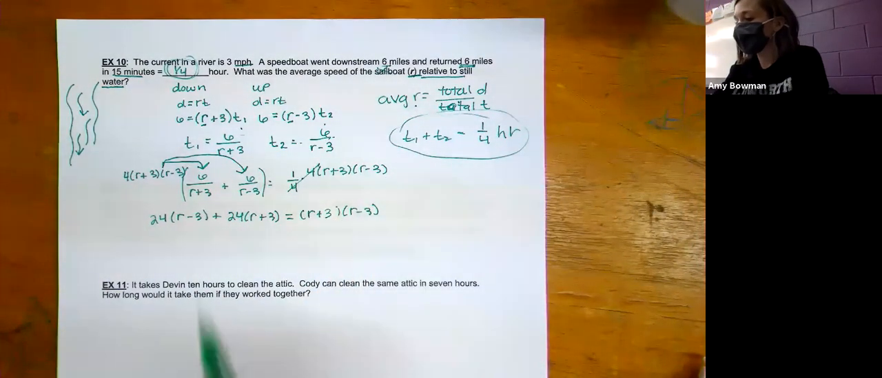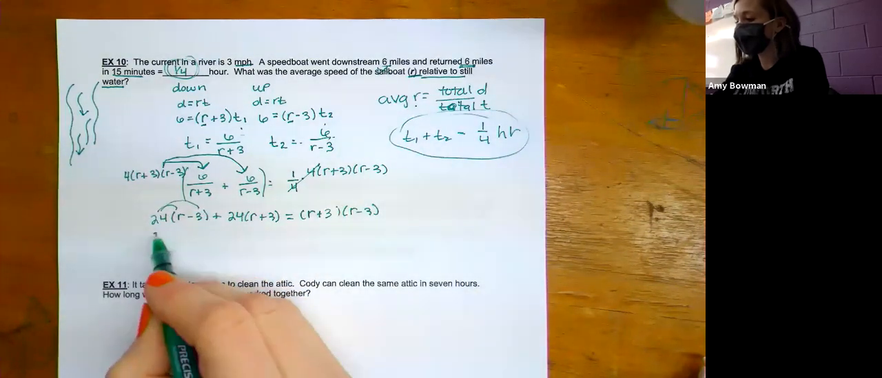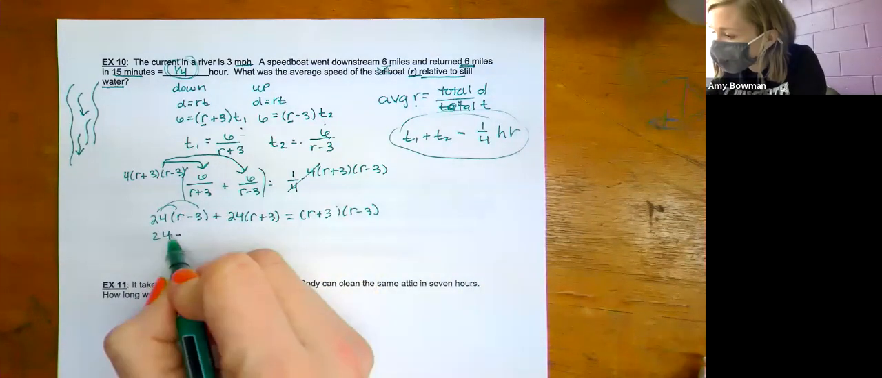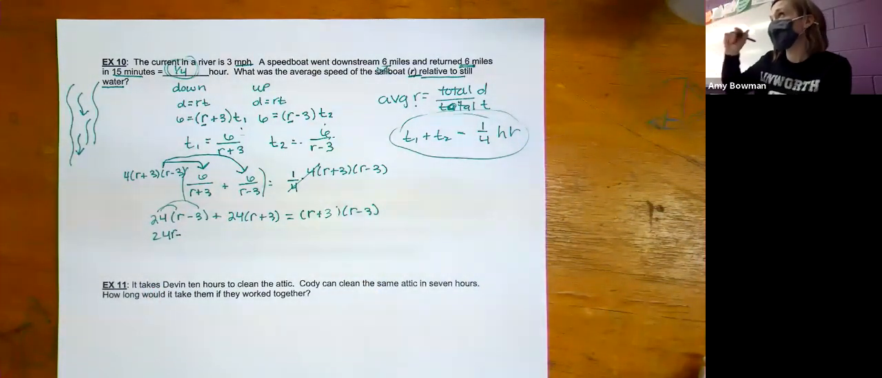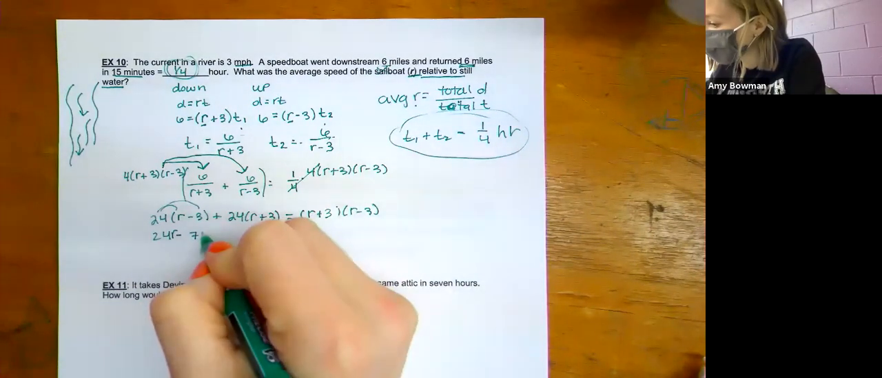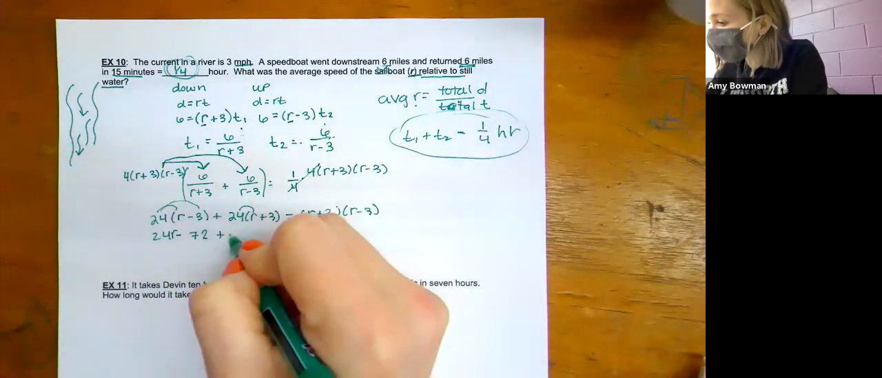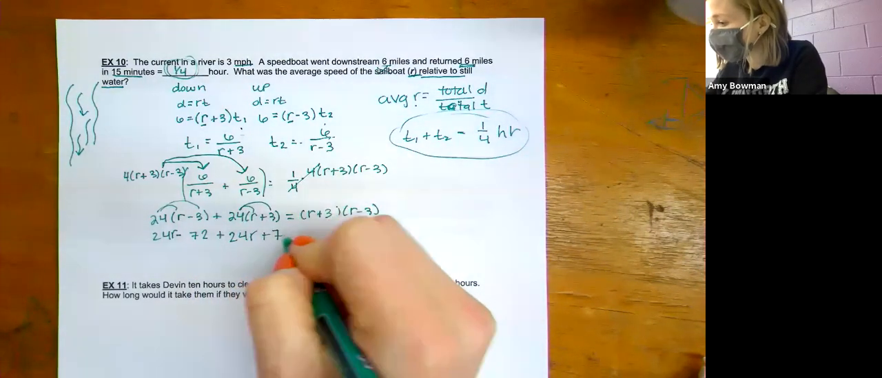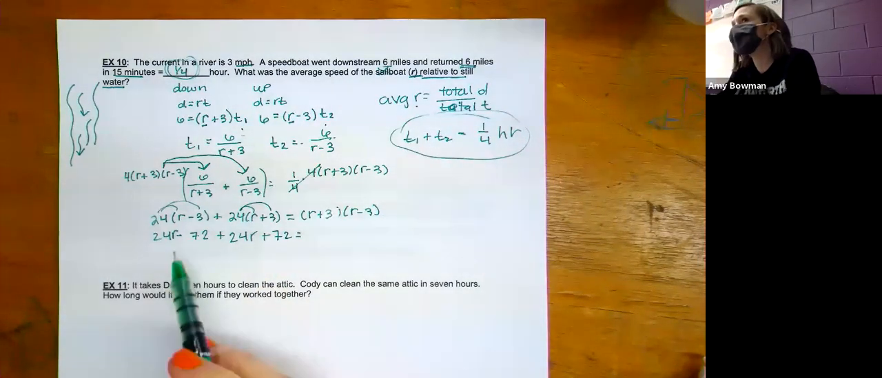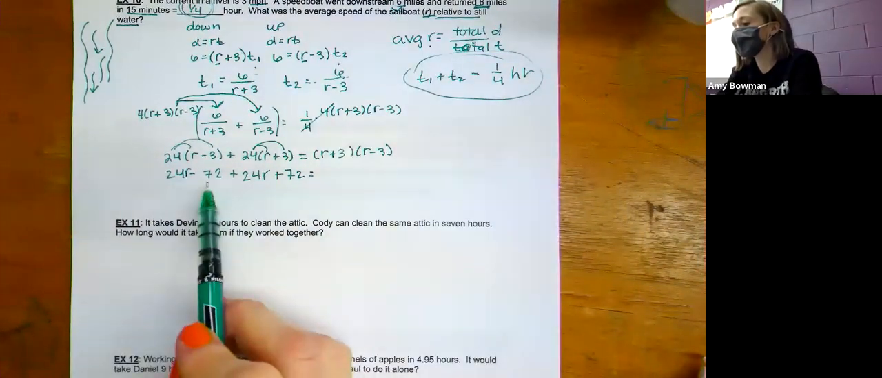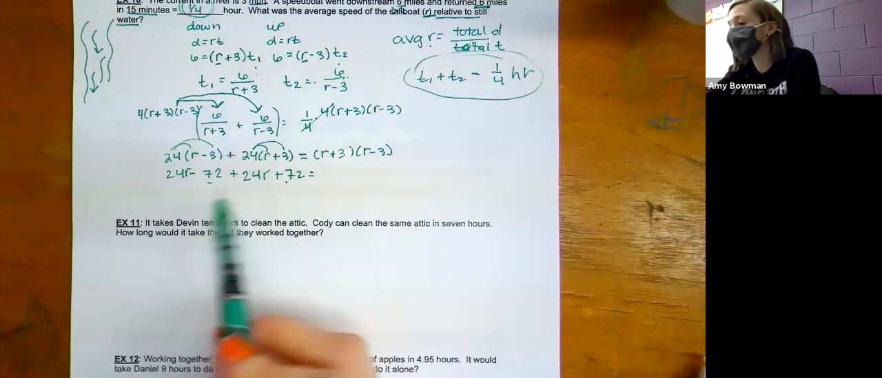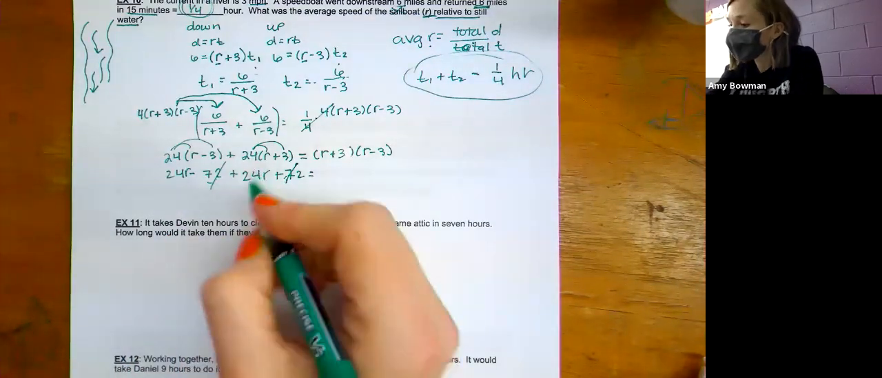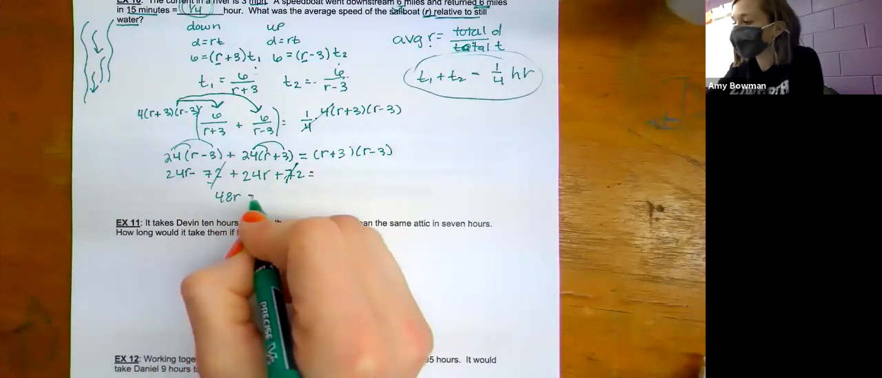Okay, now let's distribute. 24R minus 24 times 3, which is 72, plus 24R plus 24 times 3. This is nice because in this type of problem, you're always going to see the negative and positive of that number cancel out. And then you're just left with 24R plus 24R. So 48R on the left.